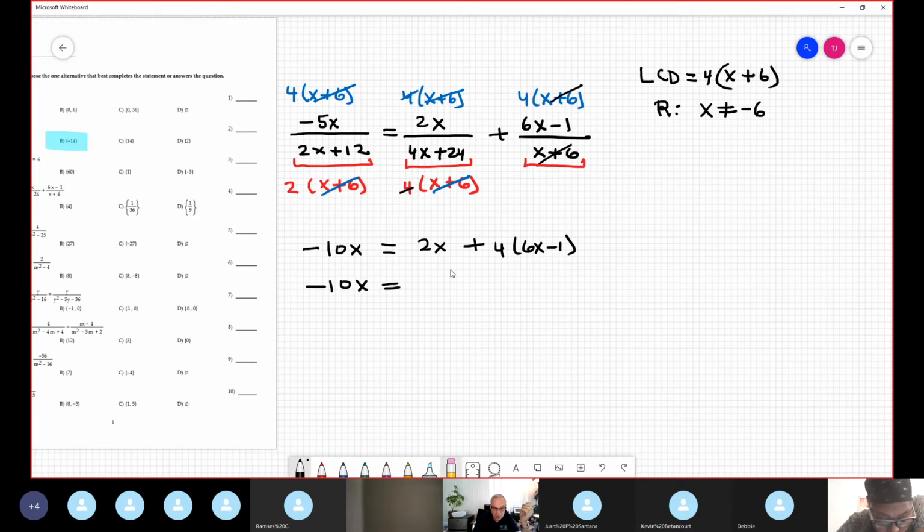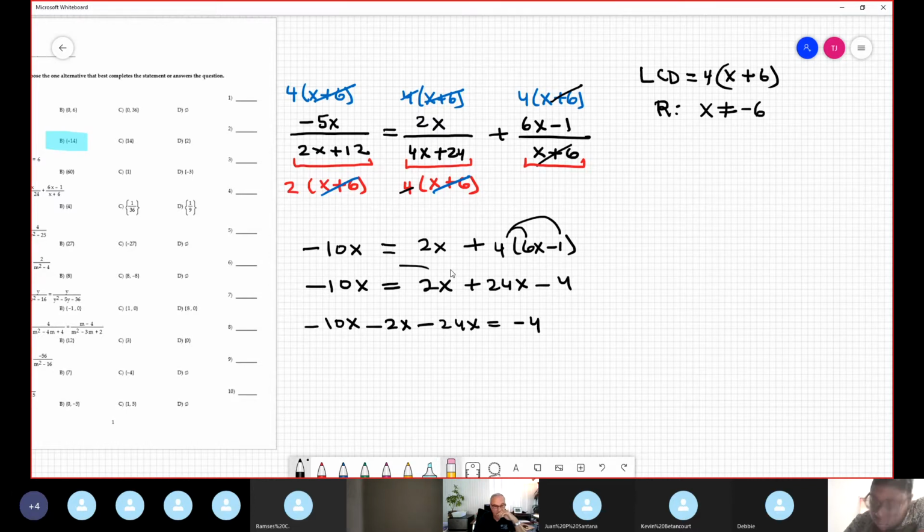But let me try now. Manipulate. This is 24x, and this is negative 4, minus 4. So now I try to solve for x. I propose you bring everything to the left. It's minus, no? It's minus 3, minus... equal negative 4. I bring this guy and this guy to the left-hand side, and we combine.